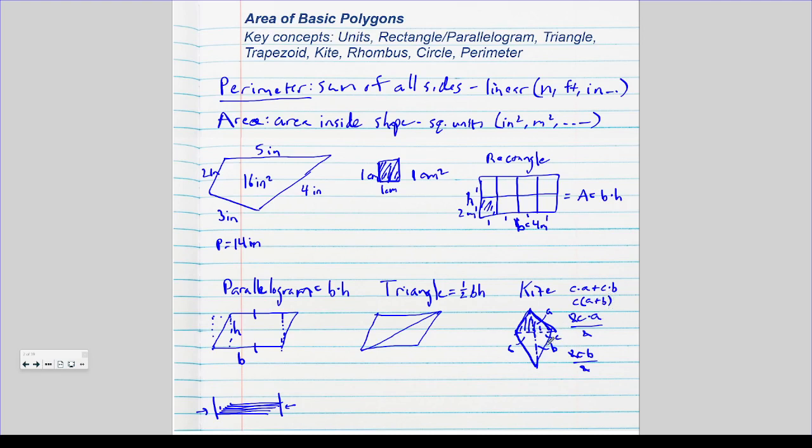Well, if you look at what those represent, a plus b is one of the diagonals. So we could say diagonal 1 is a plus b, and then that's times c, which is half of the other diagonal.